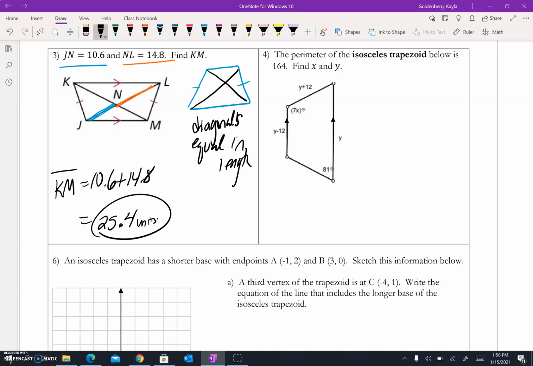We're going to look for x and y. Notice we've got some angles given. They did say it's an isosceles trapezoid, so I'm going to mark that those sides are equal, and I'm also going to mark that these angles are equal here. That means that this is 81 degrees.